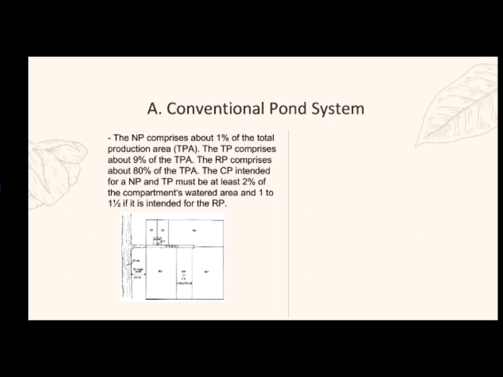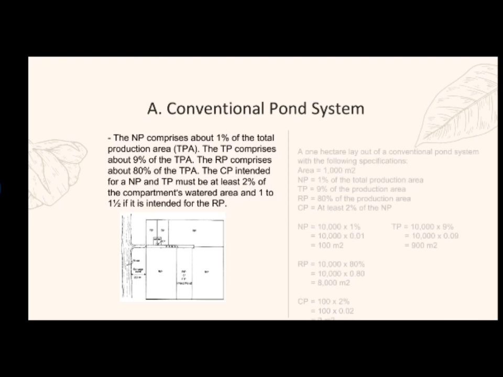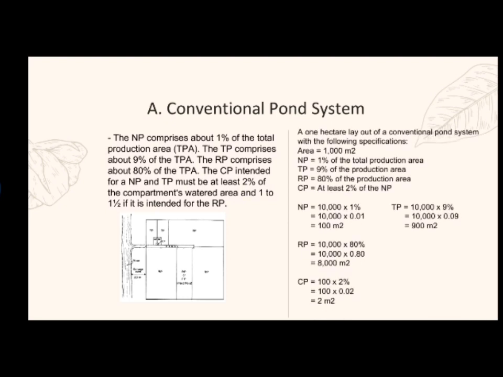So let's solve this problem. A 1 hectare layout of a conventional pond system with the following specification. So, ang nahimutang sa ubos kay ang specification. The area is 10,000 meters squared. And the nursery pond is 1% of the total production area. And the transition pond is 9% of the production area. And the rearing pond is 80% of the production area. And the catching pond is at least 2% of the nursery pond.